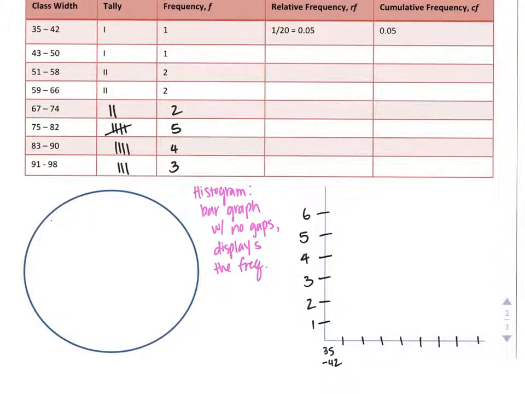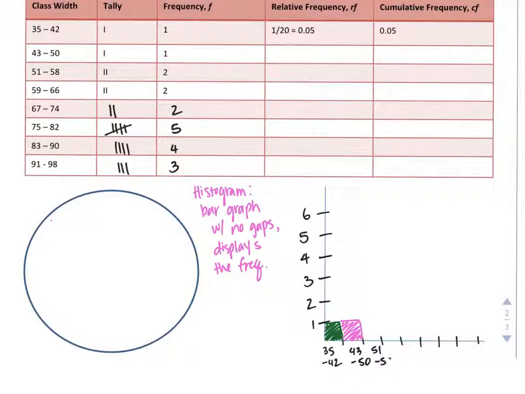And so from 35 to 42, there was only one number that showed up. So I am going to draw a bar graph that only goes up to 1. Whereas the next one here is from 43 to 50, and it also only had 1 as the frequency. So I'm also going to draw this to 1. I'll do a different color here just so that you guys can see that this is a different bar. Might be something nice to do when you make your own during the project.